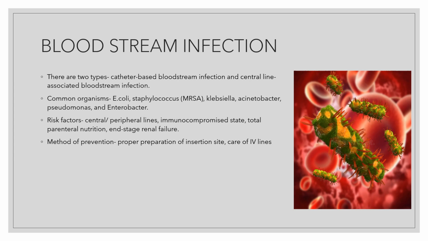So what are the risk factors for bloodstream infection? If there is a central or peripheral line, if the patient is in an immunocompromised state, or there is total parenteral nutrition being given to the patient, or the patient is at end stage renal failure. So what are the methods of prevention? The first is we have to give proper care or proper preparation before we insert either the catheter or the central line. And then we have to take care of the IV lines.